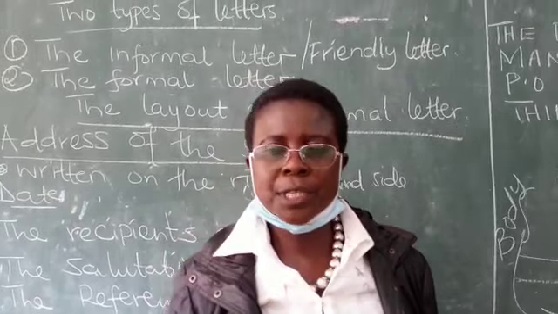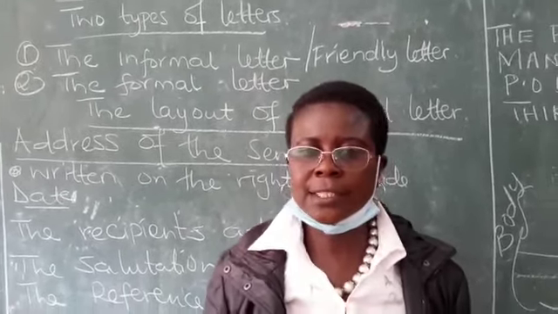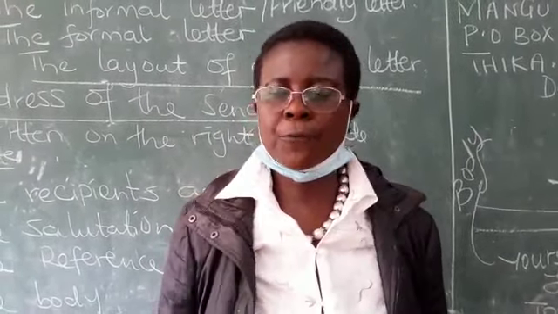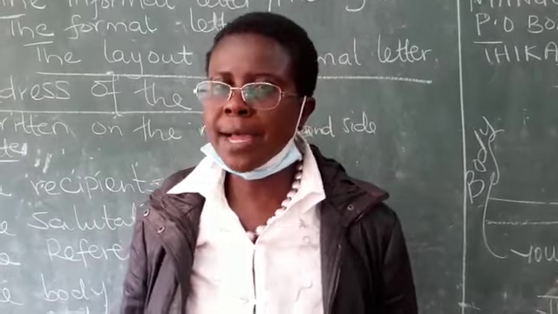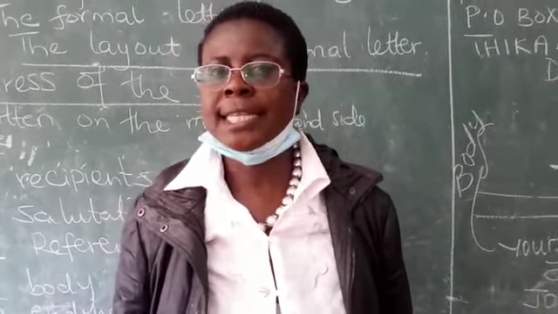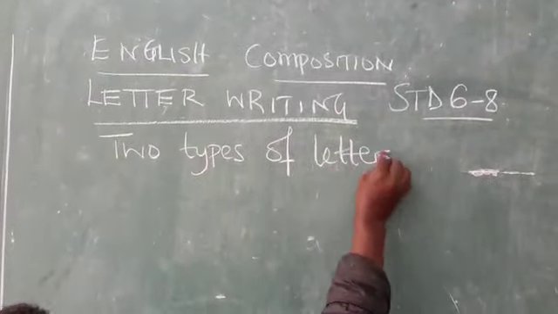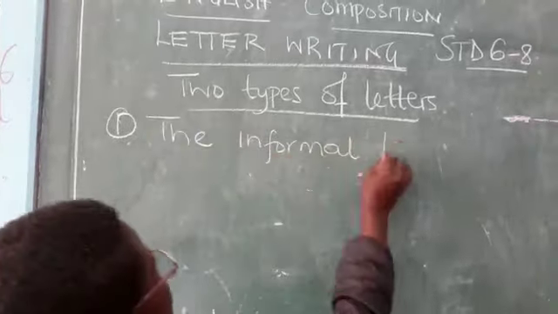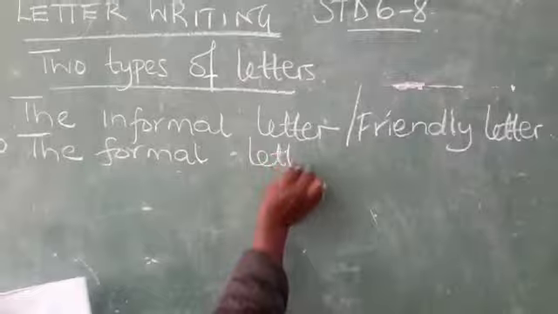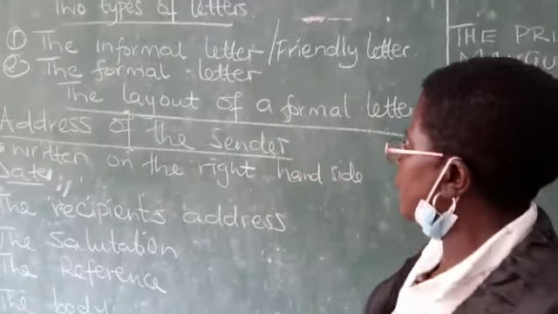Now remember, today we are targeting class 6 to 8. Class 6 to 8, that is where they learn how to write a formal letter. But remember, in class 4 and 5, you learn about how to write an informal letter. So we have two types of letters. One is the informal letter, and the next one is the formal letter that we are going to learn today.